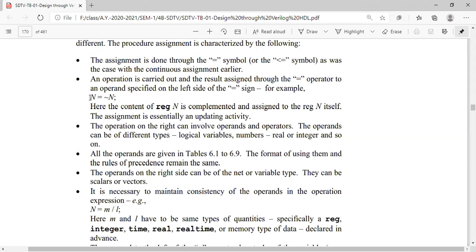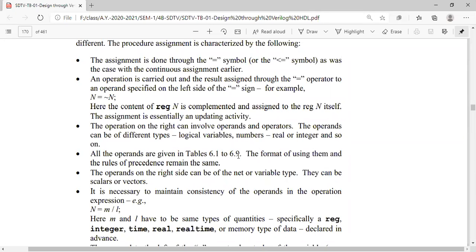These are logical operations, numbers, reals or integers also. These operands can be of different types: logical, variables, numbers, real or integers, and so on. Okay. So you have seen these operands in tables 6.1 to 6.9. That's the reason why I discussed this data flow previously, right?